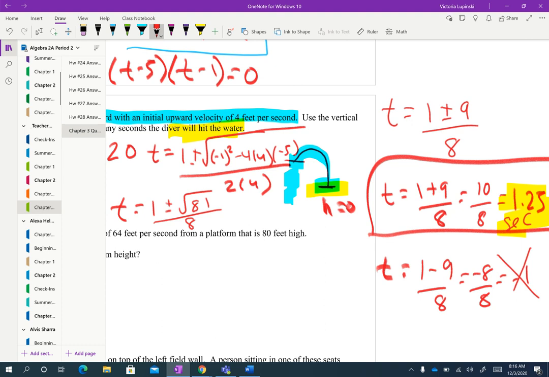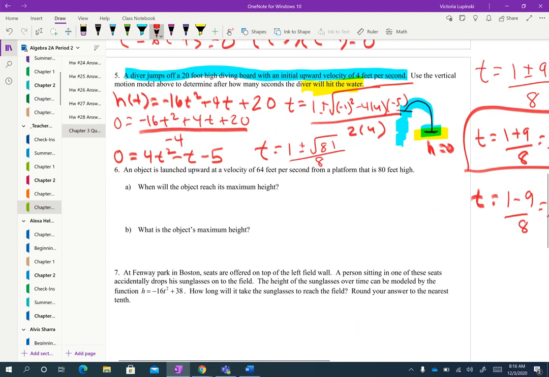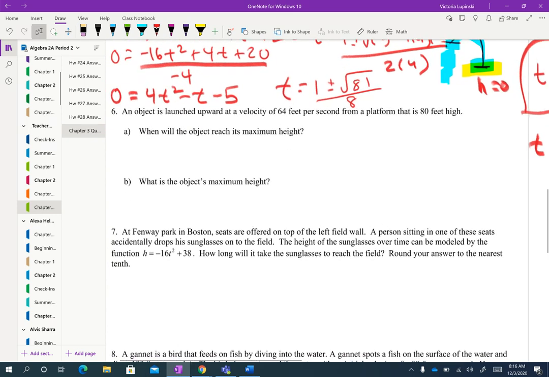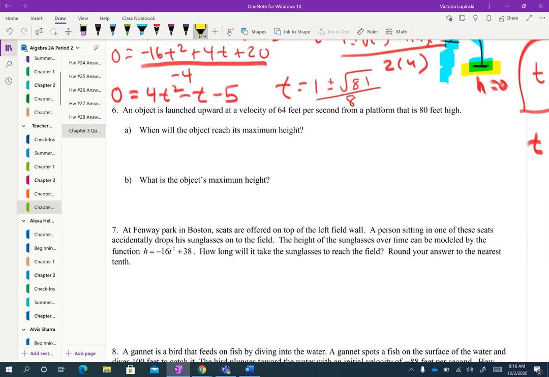You are allowed to use decimals for these types of problems. Again, it really only makes sense if you do, and you can round them to 1 or 2 decimal places as appropriate. Take a look here at number 6. An object is launched upward at an initial velocity of 64 feet per second from a platform that is 80 feet high. So I'm going to need an equation. h of t equals negative 16t squared, launched up, so positive 64t, from a platform of 80 feet would be plus 80.